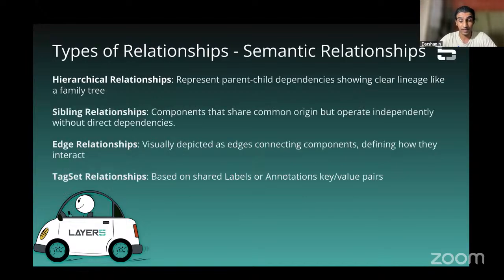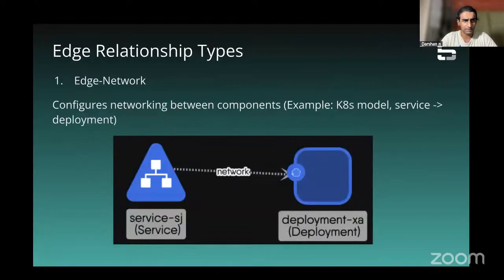Under the semantic relationships, we have mainly four types of relationship. Hierarchy relationships, which are parent to child relationships. Siblings, which are of the same origin, but have different roles for each other. Edge relationships, which depict the edge connections between two components. And tag sets, which share the same key-value pairs, annotations, or labels. We'll dive deeper into these one by one, starting off with the edge network relationship. This models network trafficking or routing or selection between two components. For example, here we have Kubernetes service and Kubernetes deployment. Here we can see the traffic routing between these two components.